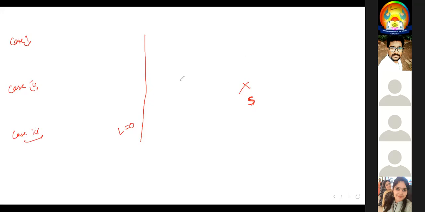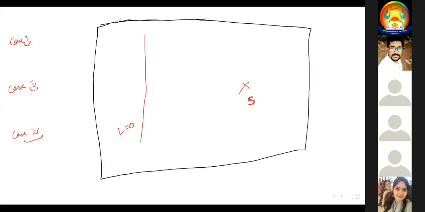Whenever a new theory starts with a fixed point and a fixed line, I'm talking about three cases. First case: in this plane, I'm asking you to pick up one point. If you take any point, this point may be nearer to the line, or sometimes if I take a point, it may be at equal distance from both the things.